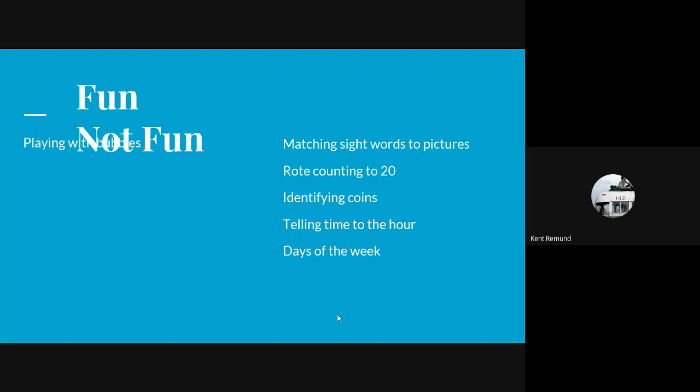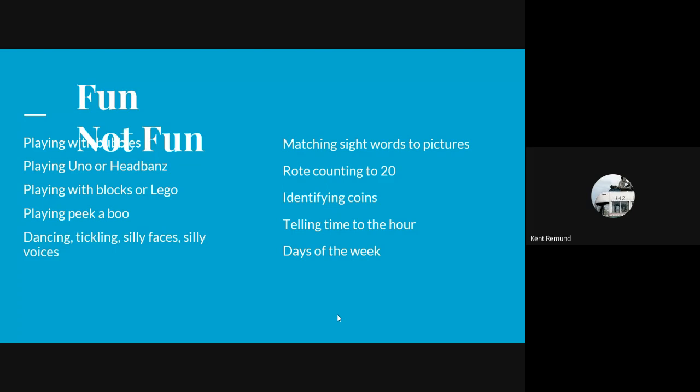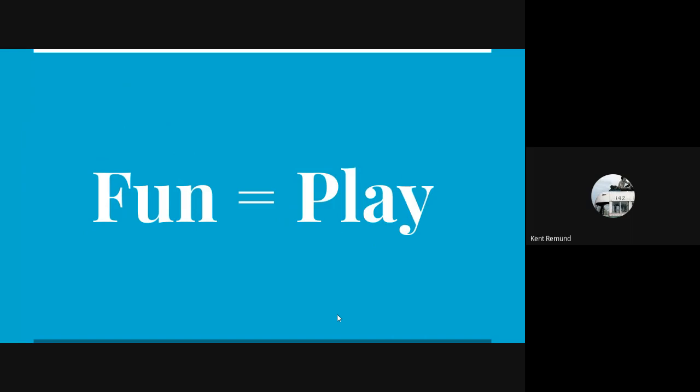How about, oh, and you can't see this one, playing with bubbles. Playing Uno or headbands or pop-up pirate or whatever game you love to play. Playing with blocks or Lego bricks. Playing peekaboo. Dancing, tickling, silly faces, silly voices. YouTube, memes, music videos, jokes. It's a little bit heavy-handed approach on this slide, but you can kind of see the point we're trying to make here, right? We do things that we have to do. I know we can make an argument for saying we can make academics fun. I'm not trying to say don't ever do academics, but we need to balance that out with realizing that there's also fun things we can do as well in our classrooms. Fun equals play. That's the whole point.